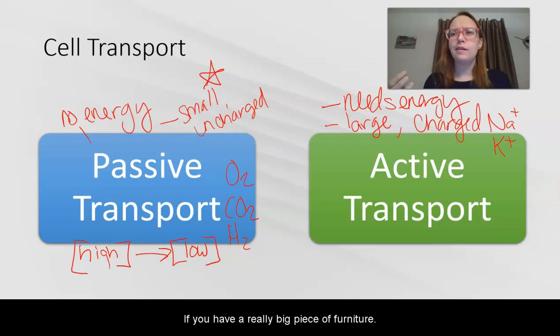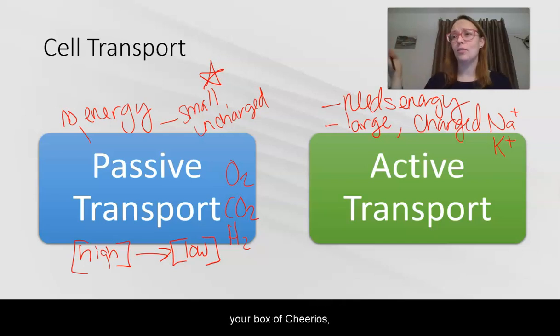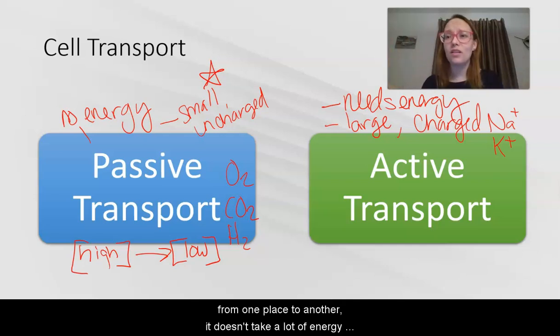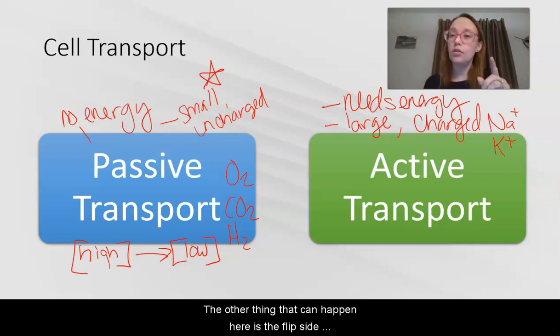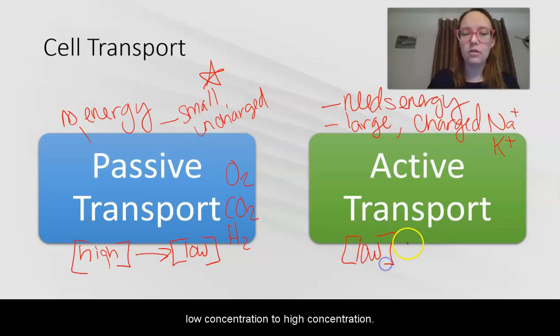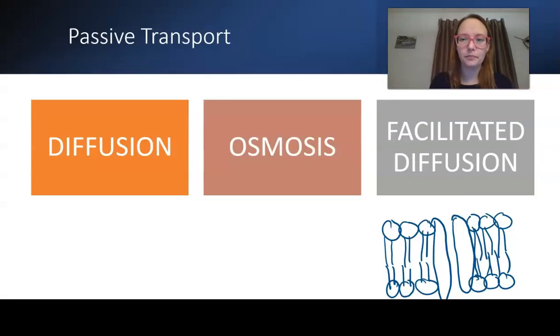If you have a really big piece of furniture, it's going to take a lot of energy to move it. But if you just want to move, I don't know, your box of Cheerios from one place to another, it doesn't take a lot of energy to do that. But your couch is going to take a lot of energy. That's what's going on. Large molecules are going to take energy in order to get them across. The other thing that can happen here is the flip side. Low concentration to high concentration would require an active transport process.